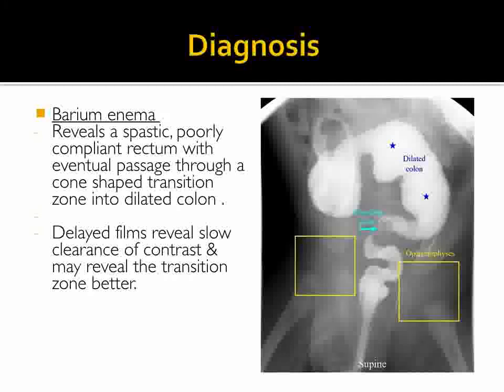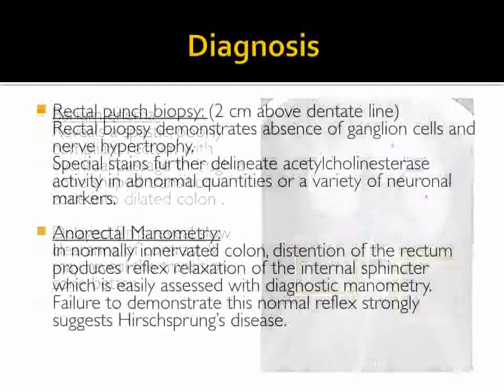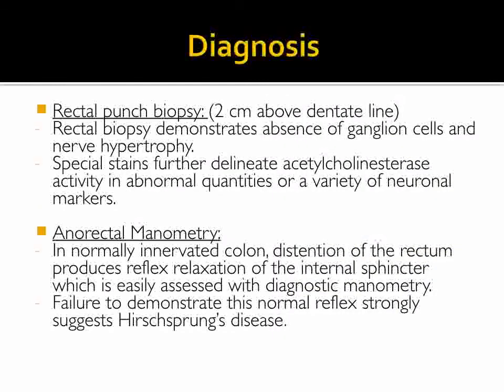Delayed films reveal slow clearance of the contrast and may reveal the transition zone better. The second test to diagnose Hirschsprung disease is to do a rectal punch biopsy. As we said, the cause of Hirschsprung disease is aganglionosis of a segment of the bowel, meaning loss of the ganglion cells either in the submucosal plexus or in the myenteric plexus or the Auerbach plexus.